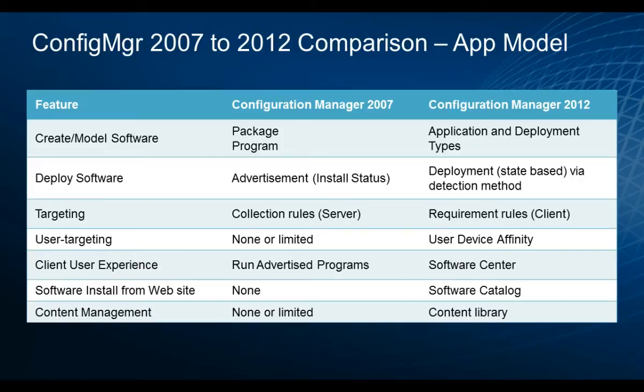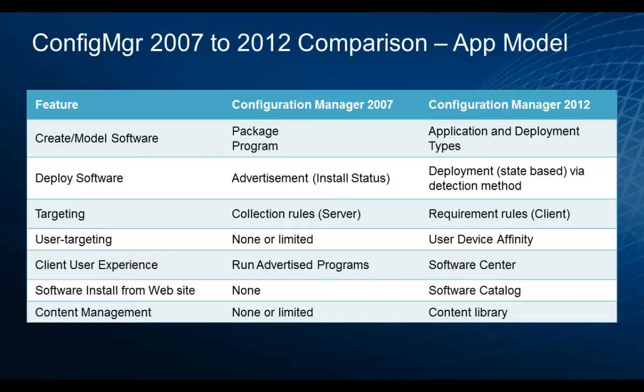User targeting, we didn't really have that, or it was done by proxy through hardware in Config Manager 07, is now covered by what we call user device affinity. Effectively, a user's relationship to the hardware they find themselves interacting with, and connectivity scenarios like networks or remote scenarios. The client user experience for a Config Manager 07 environment was called the Run Advertised Programs, which was experienced off of the control panel and an applet inside of there. We now have something in Config Manager 2012 that is very rich in Silverlight, which is called the Software Center.